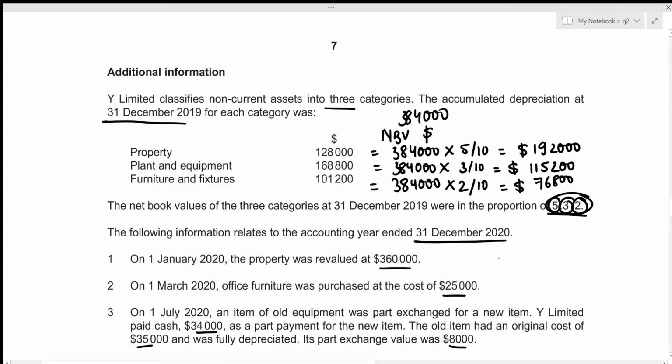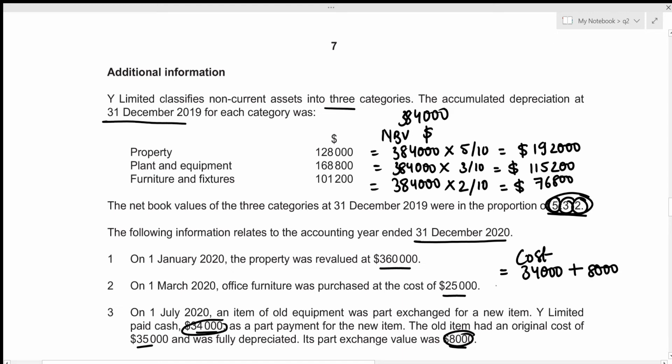So let's figure out the cost of the new equipment. That is just going to be the cash payment as well as the part exchange value. And we can see that Y Limited paid cash 34,000. So that's 34,000 plus the part exchange value, and the part exchange value was given to be 8,000.